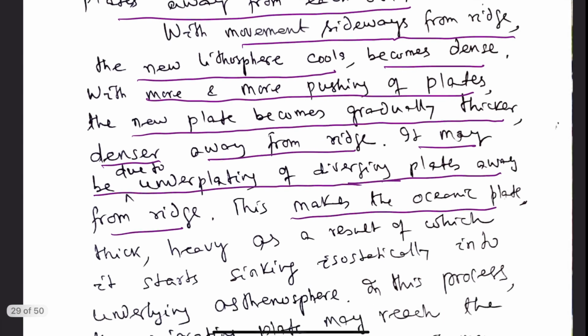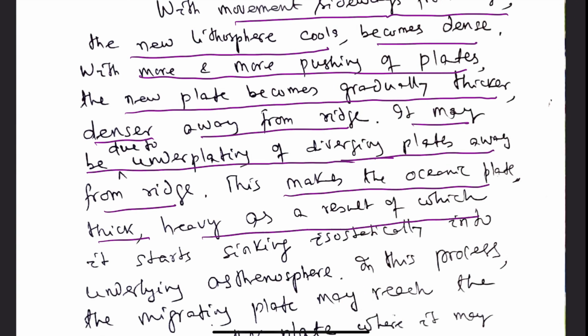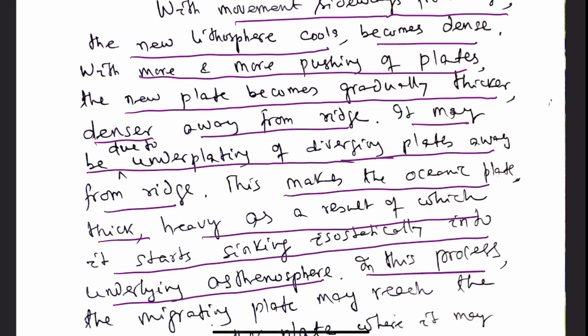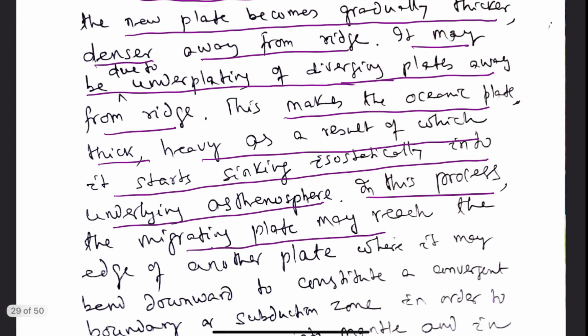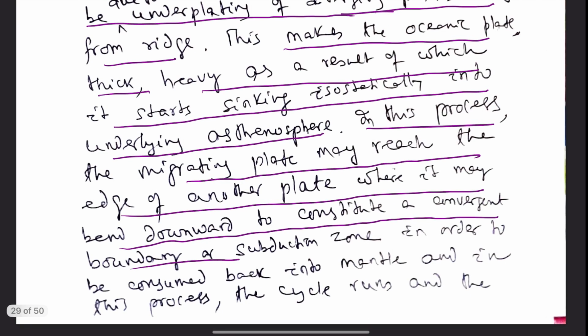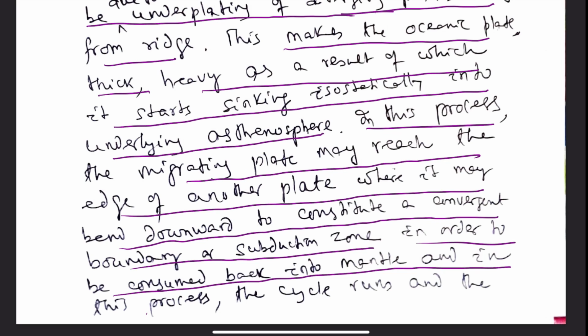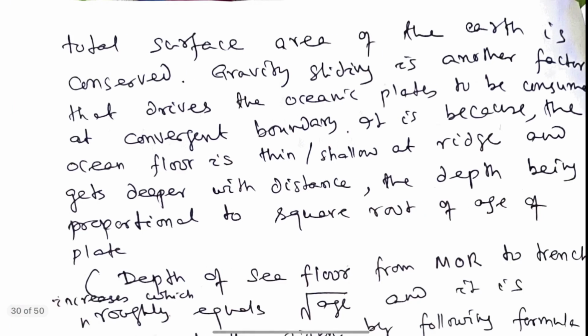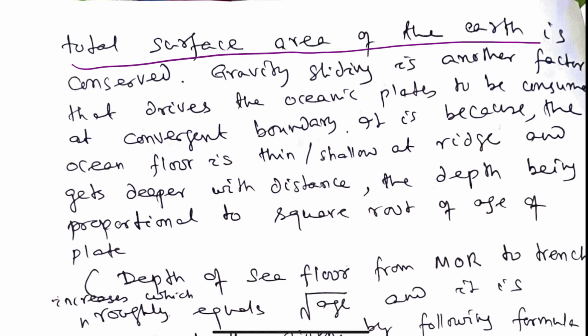This makes the oceanic plate thick and heavy, as a result of which it starts sinking isostatically into the underlying asthenosphere, causing a condition for convergence. In this process, the migrating plate may reach the edge of another plate where it may bend downwards to constitute a convergent boundary or a subduction zone in order to be consumed back into the mantle, and in this process the cycle runs and the total surface area of the earth is conserved.